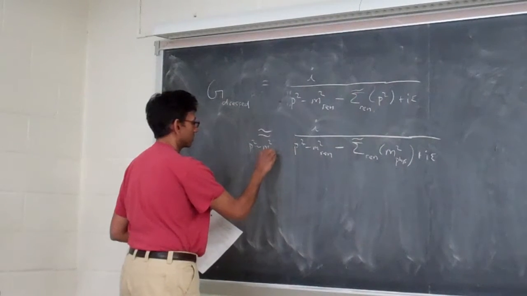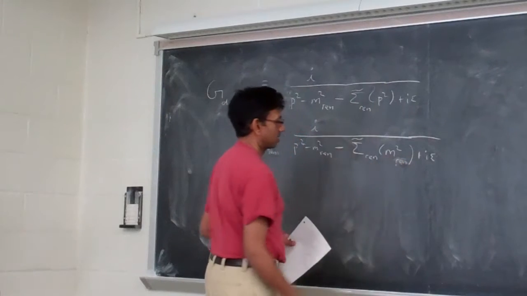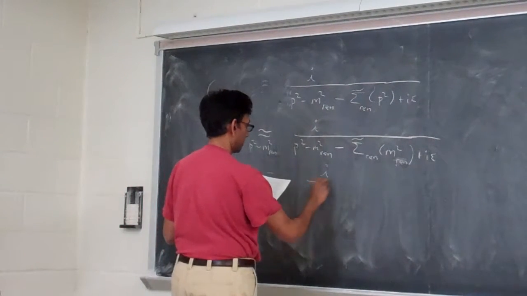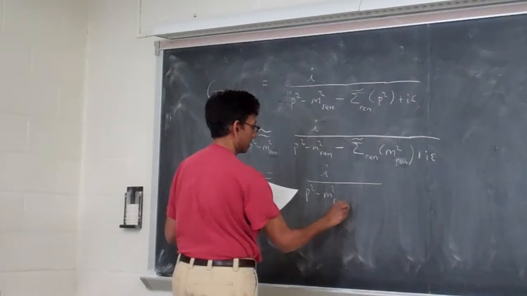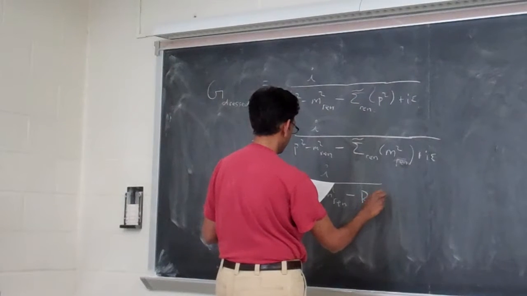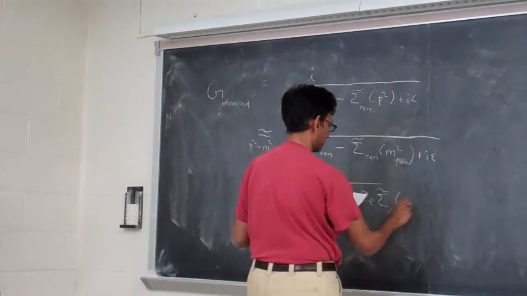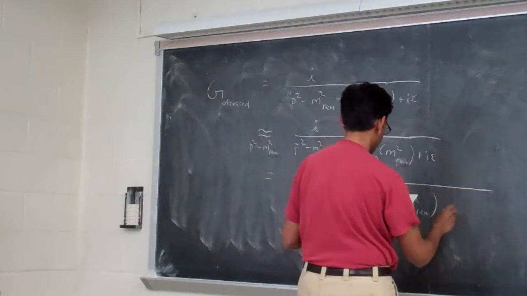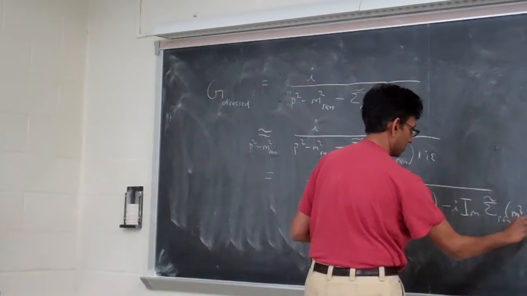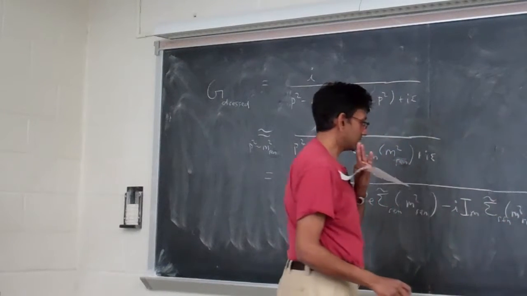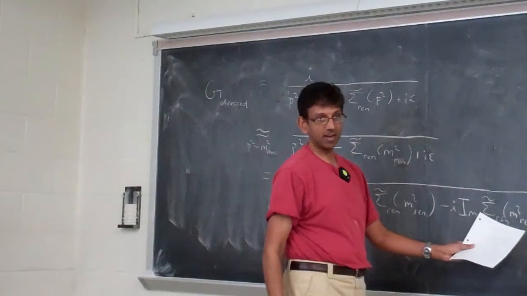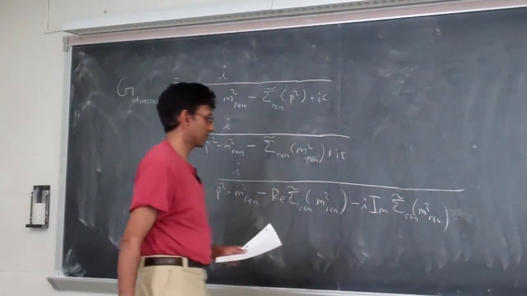I think what I really want to do is just, I'll tell you why in one second. This is equal to i over p squared minus m squared renormalized minus the real part of sigma, so I'm just breaking it up into real and imaginary. Now since there is a finite imaginary part, it's pretty silly for me to write plus i epsilon, because this is finite, this is infinitesimal, so I will no longer write that i epsilon there.